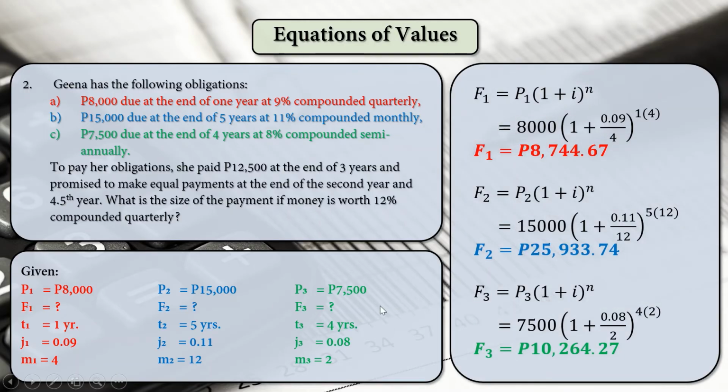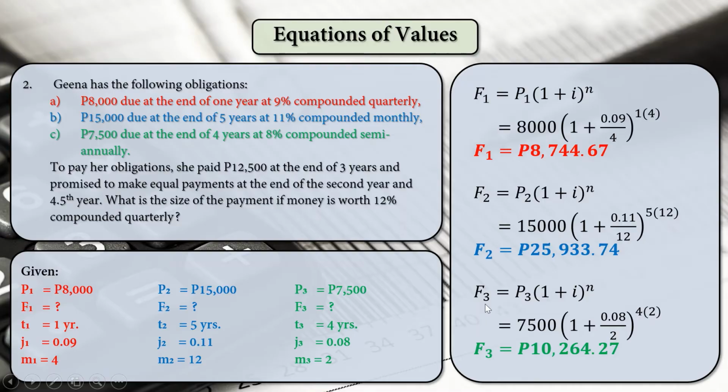Okay, and then in computation for our future values, the F1 is equal to 8,000 times 1 plus 0.09 over 4 raised to 1 times 4. So that is 8,744 pesos and 67 centavos, our F1. For our F2, that is 15,000 times 1 plus 0.11 divided by 12 raised to 5 times 12. So that is 25,933 pesos and 74 centavos.